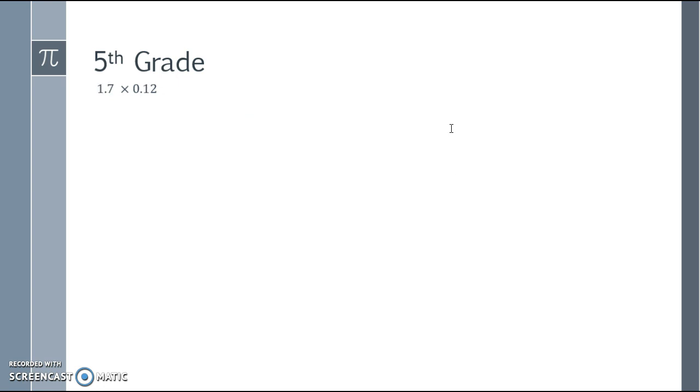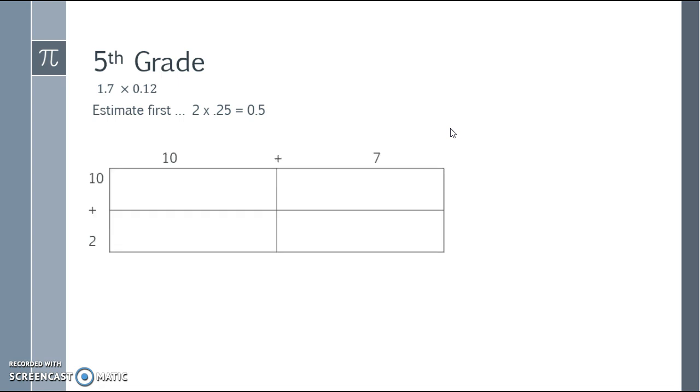Let's try 1 7/10 times 12 hundredths. Let's estimate first. I'm going to estimate this to be 2 times a fourth. And 2 times 1/4 is half. So our answer should be about half or so. Again, I'm just ignoring my decimal places. I'm thinking this is almost, quote unquote, 17 times 12, which would be 10 plus 7 and 10 plus 2. Again, order doesn't matter. I could have 10 plus 7 down below or 10 plus 2 up above.